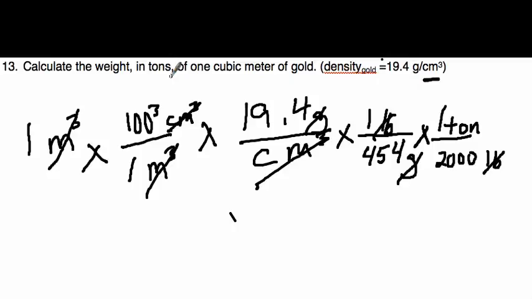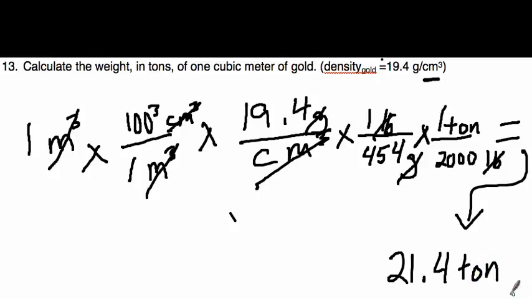Note that most of the operations are going on in the denominator. We're dividing by big numbers. 454 sounds like a big number. It's almost 500. And 2,000, okay, 2,000s and the thousands, that sounds like a big number. But see what happens when you enter these values in your calculator. Okay, the 100 cubed, like I said earlier, is 1 with 6 zeros, or 10 to the 6. I'm going to multiply that by 19.4. I'm going to divide it by 454. And I'm going to divide that again by 2,000. And even with all that division, I'm going to get an equals of 21.4 tons. Alright, and that's of gold.